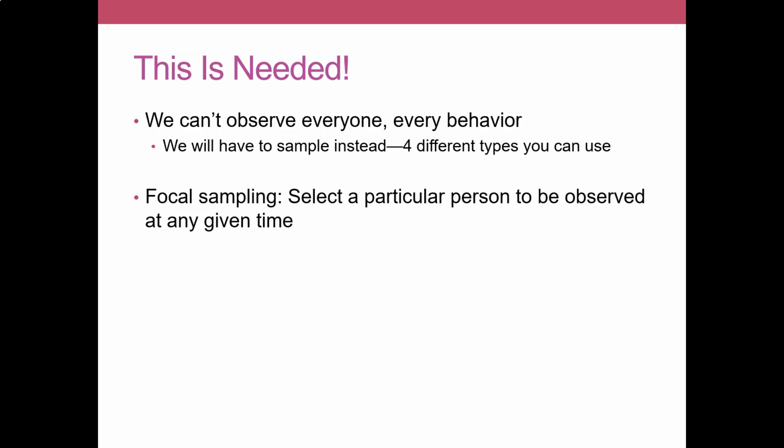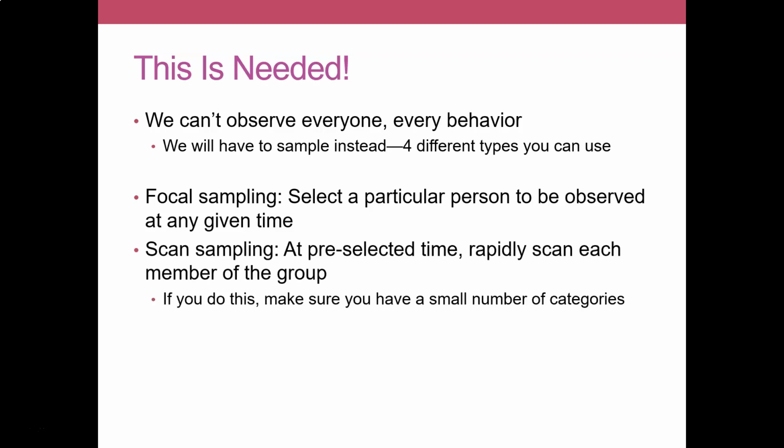First, you can do what's called a focal sample. You make one person the focus of your observation. You select a person to be observed at a given time, and then later on you can shift your attention to another person. You can do what's called a scan sample. At a pre-selected time, you rapidly scan each member of the group and look at their behavior.